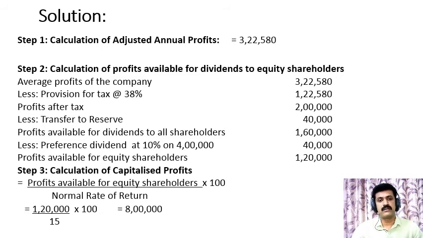From that, we have to deduct preference dividend at the rate of 10% on 4 lakh rupees. That comes to 40,000. Therefore, the balancing amount of rupees 1,20,000 can be treated as profits available for equity shareholders. Then in the next step, we calculate the capitalized profits using the equation profits available for equity shareholders divided by normal rate of return multiplied by 100. Here the profits available is 1,20,000 divided by normal rate of return 15% multiplied by 100, that comes to 8 lakhs.